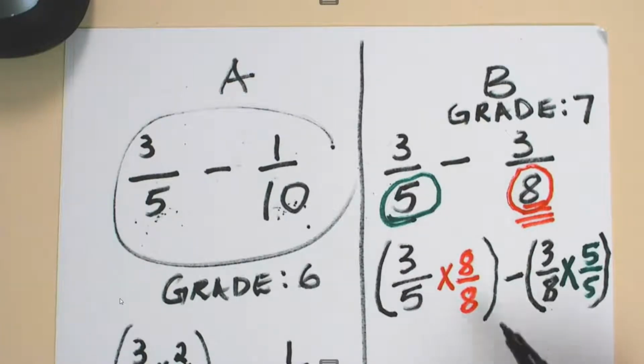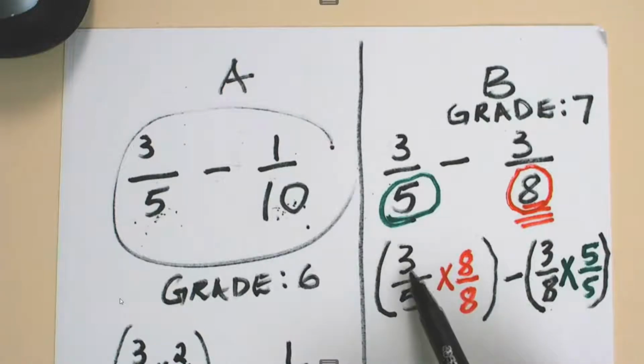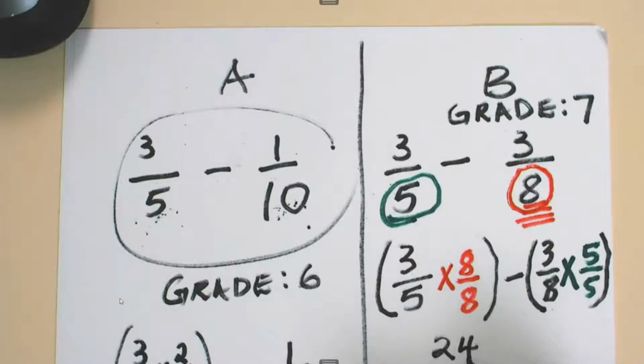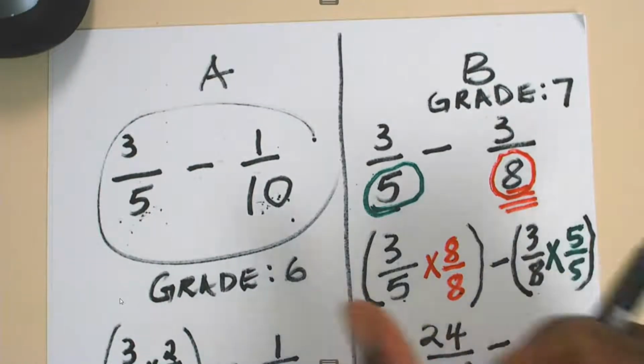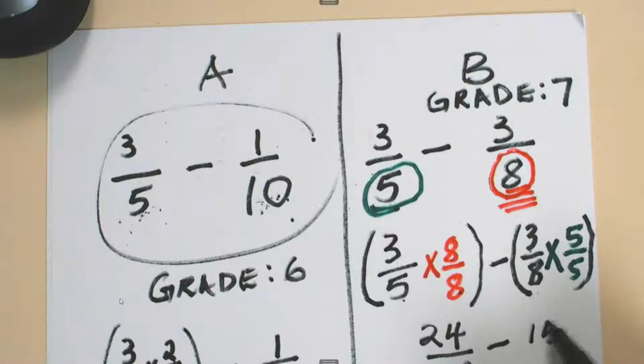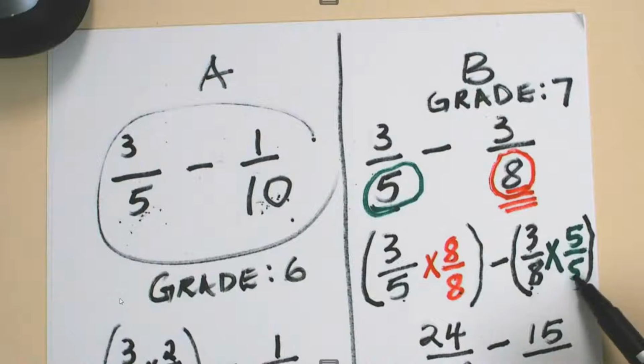Working the BODMAS rule, brackets first. So we'll start numerator multiplied by numerator. 3 multiplied by 8 is 24, out of 5 multiplied by 8, this will give us 40. Minus, we take them outside the brackets because we already worked them out. We come to this other side. 3 multiplied by 5, this will give us 15, out of 8 multiplied by 5, this will then give us 40.